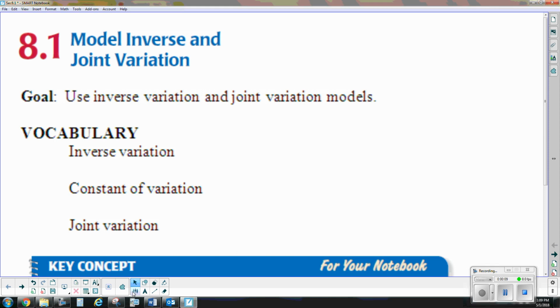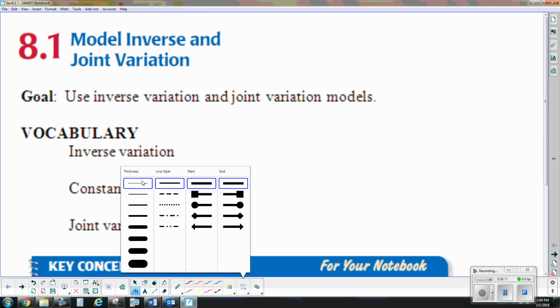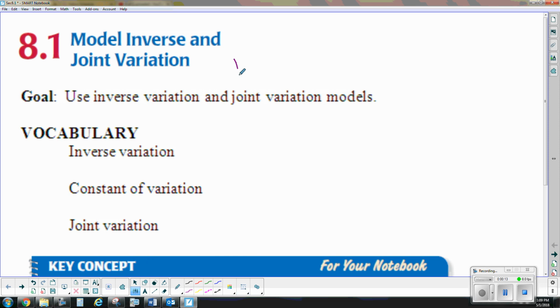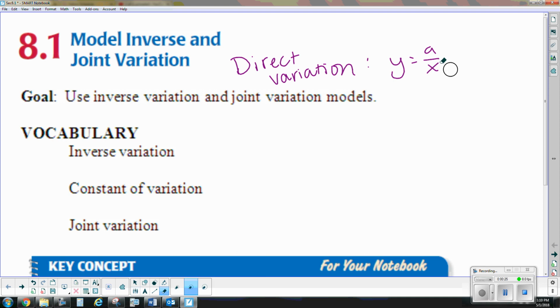So think back to last semester when we did direct variation. We had this equation y equals a times x, where a is our constant of variation and x is an independent variable, y is a dependent variable.